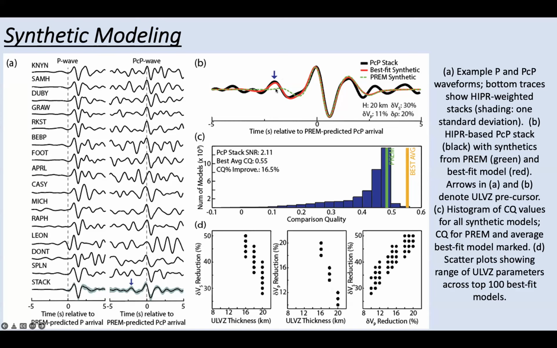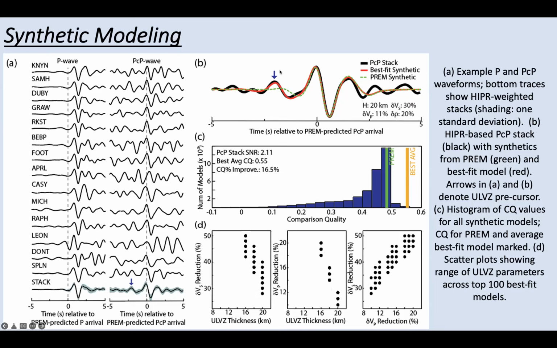And then the red and green lines are synthetic PCP responses from our best fit model, as well as the PREM model, where the PREM model does not contain a ULVZ. So basically we're looking at how much better a ULVZ inclusive model fits the data compared to a non-ULVZ inclusive model. Just for reference, these values right here indicate the characteristics of the best fit ULVZ model.